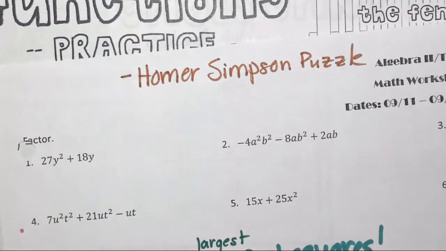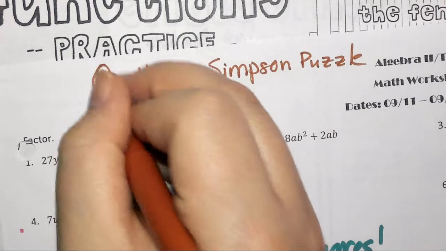If I haven't already seen your Homer-Simpson puzzle, when I get done rambling, you need to finish that, and then I need to see it. That way you can get your points for it, because it is a grade. So that's the first thing I need from you.